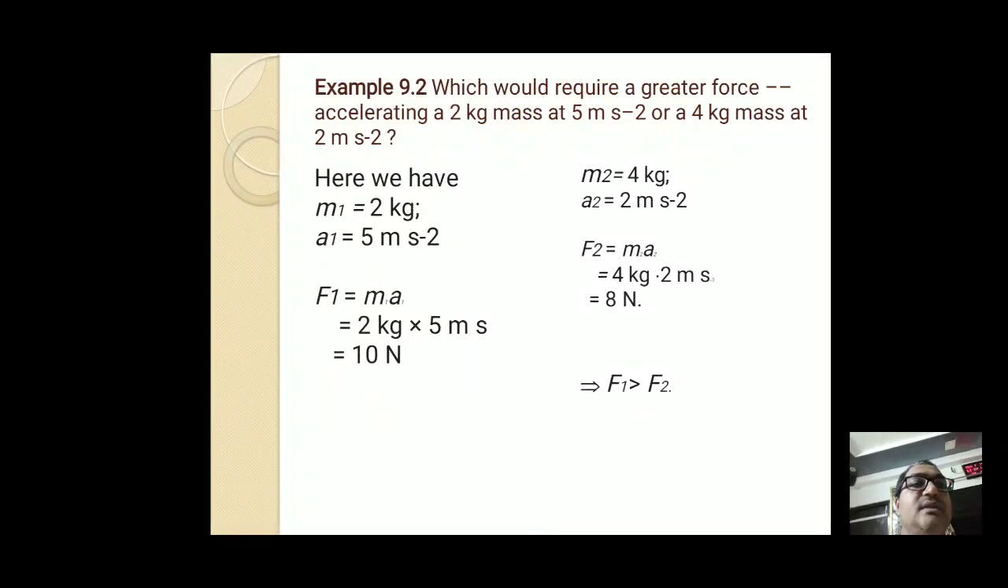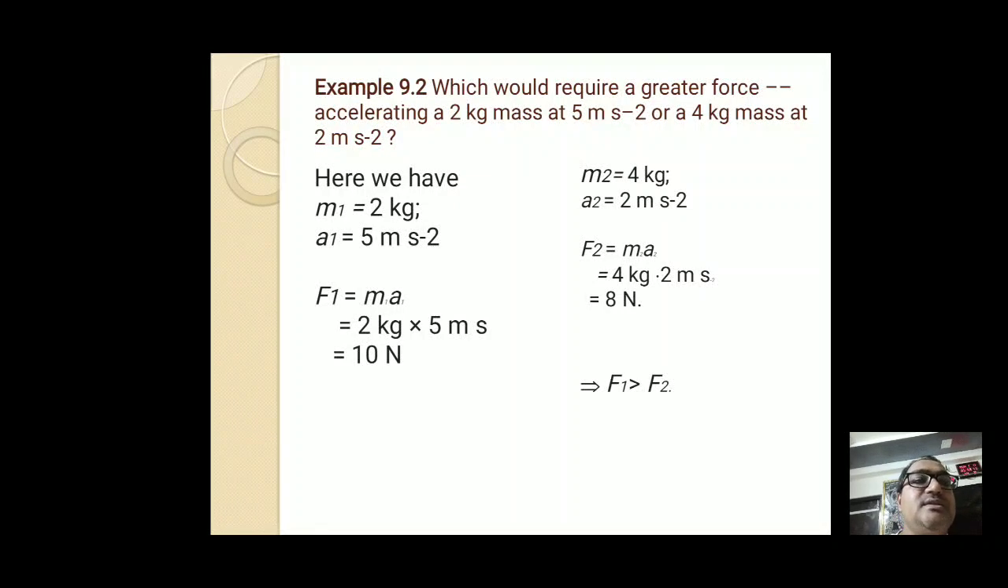Now students, we have derived the equation F is equal to ma. Based on that, let's take one example. This is our textbook example, example 9.2. This is the question: which would require a greater force, accelerating a 2 kg mass at 5 meter per second square, or a 4 kg mass at 2 meter per second square?